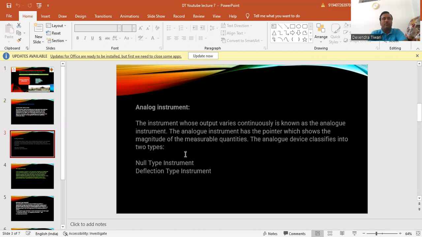So what is an analog instrument? The instrument whose output varies continuously is known as the analog instrument. The analog instrument has a pointer which shows the magnitude of the measurable quantities. The analog device is classified into two types. First one is null type instrument and second one is deflection type instrument.